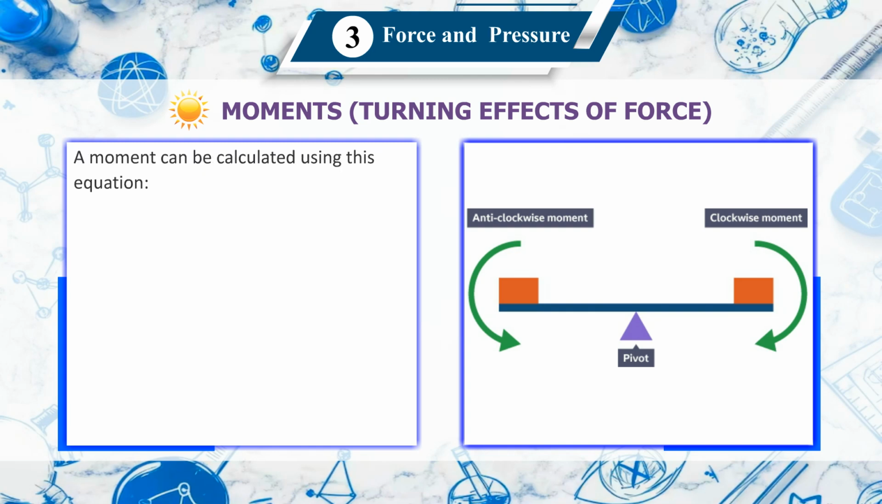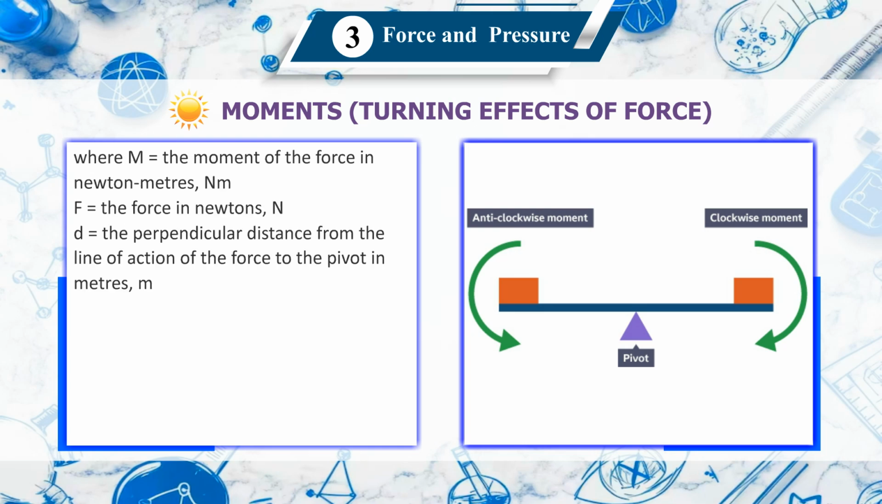A moment can be calculated using this equation: M equals F multiplied by D, where M is the moment of the force in newton meters, F is the force in newtons, and D is the perpendicular distance from the line of action of the force to the pivot in meters, m.